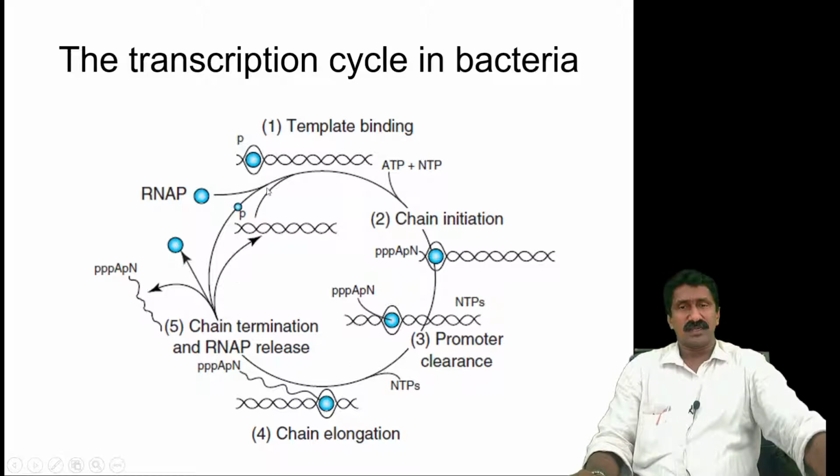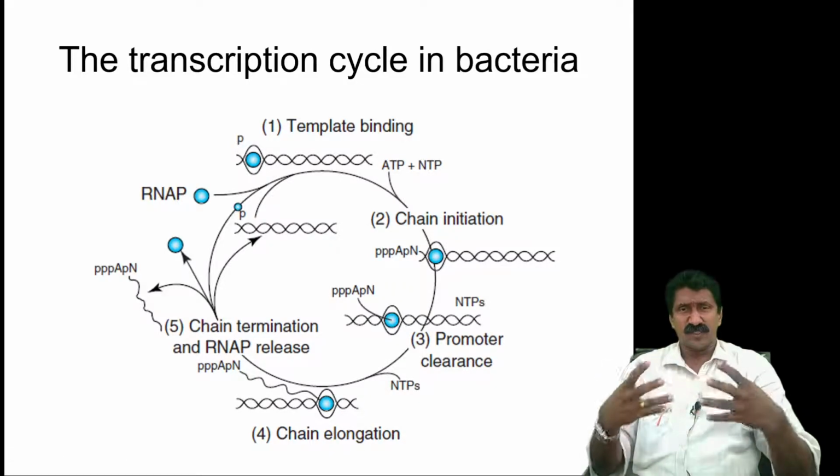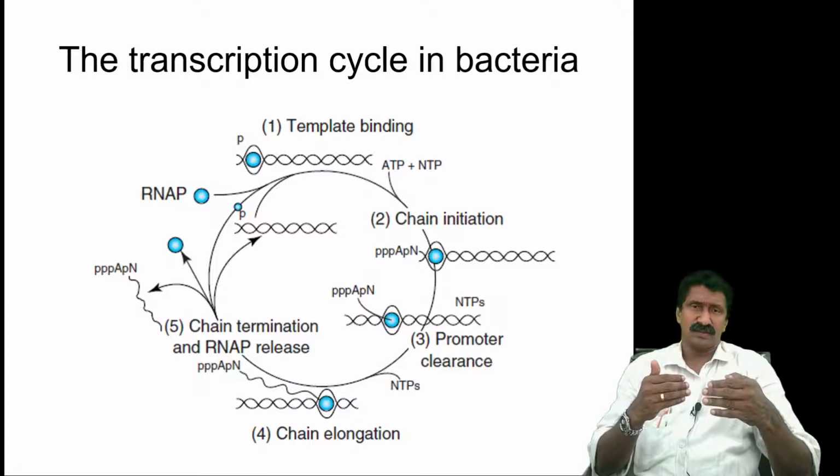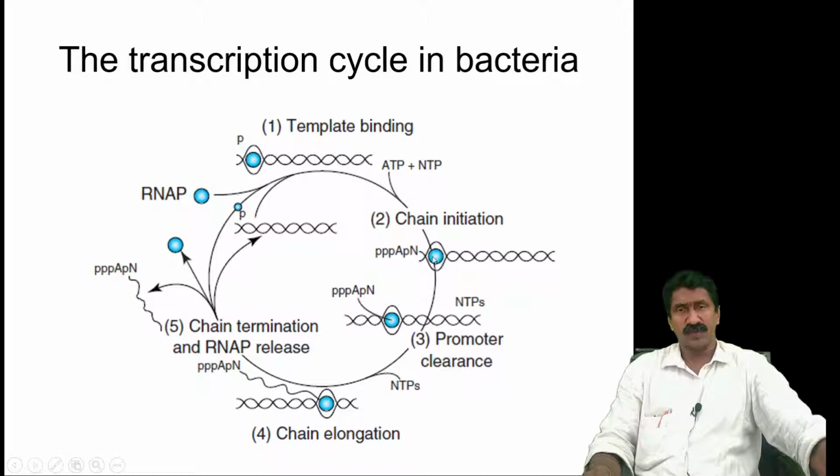And this is the representation of the transcription cycle in bacteria. Here we have the RNA polymerase binding to the DNA template, and there is chain initiation by incorporation of a nucleotide, an ATP or any nucleotide triphosphate, as the first nucleotide of the chain. Initially this is a closed promoter complex, and after the binding of the RNA polymerase and incorporation of the first few nucleotides, like 10 nucleotides, the closed promoter complex creates an open promoter complex, and then there is promoter clearance.